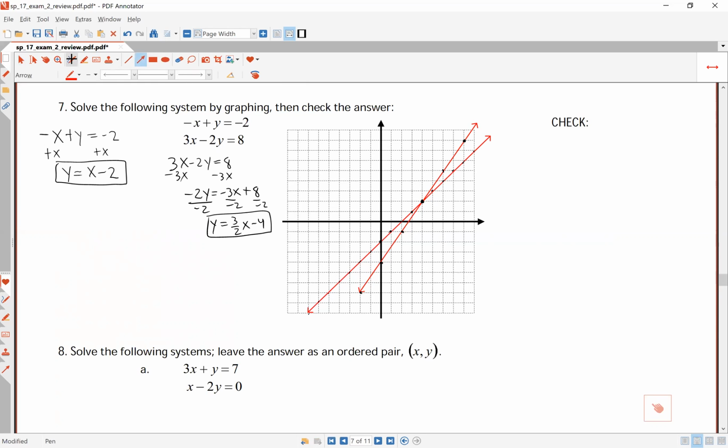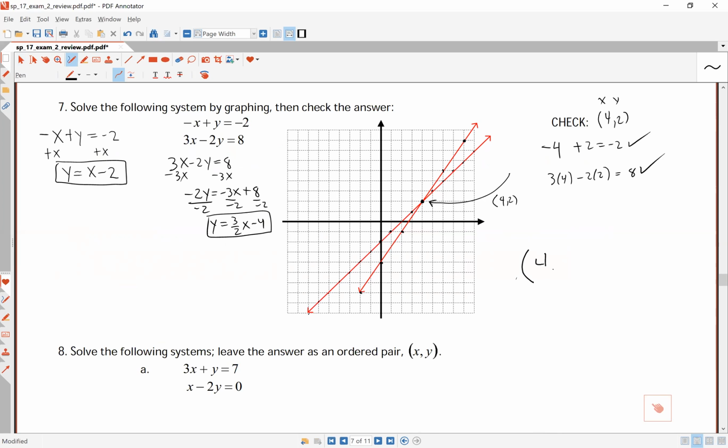And I can see that these two have intersected at 4, 2. Right now it looks to me like that's the point of intersection, but I check it by plugging it back in. The opposite of 4 plus 2 is -2. And 3 times 4 minus 2 times y is 12 minus 4, which is 8. And so that works out.